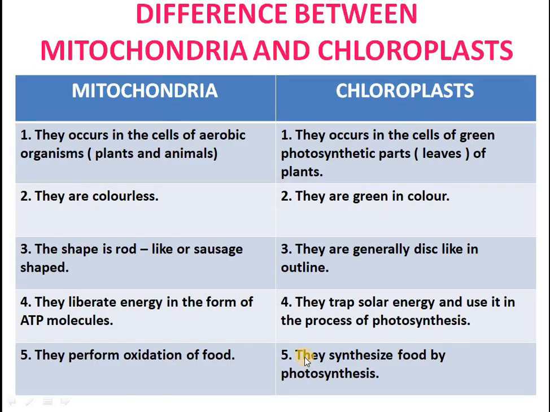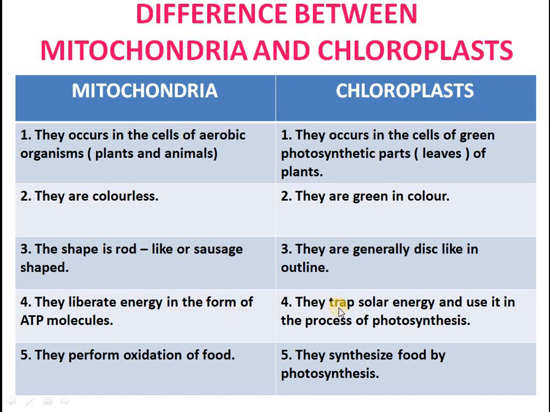Fine. So what is the difference between mitochondria and chloroplast? Mitochondria are found in the cells of aerobic organisms like plants and animals. Chloroplasts occur in the cells of green photosynthetic parts of the plant. Mitochondria are colorless. Chloroplasts are green in color. The shape of mitochondria is rod-like or sausage shaped. Chloroplasts are generally disc-like in outline. Mitochondria liberate energy in the form of ATP molecules.